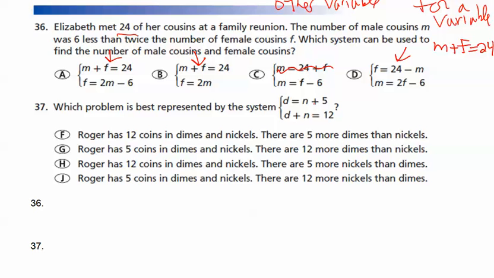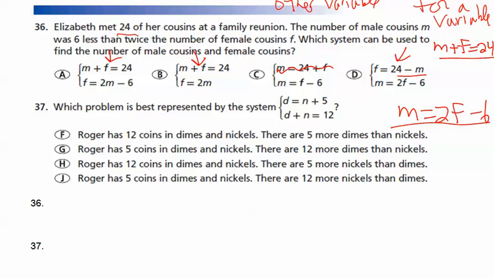And then the other equation says the number of male cousins, m, was, that means equal sign, 6 less than, that means minus 6 at the end, twice the number of female cousins. So look for this equation or some form of it, either this or this one works too. And when you find that, then you'll know which system of equations is the best.